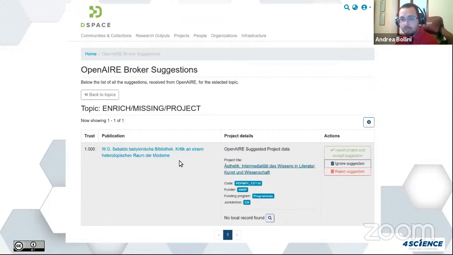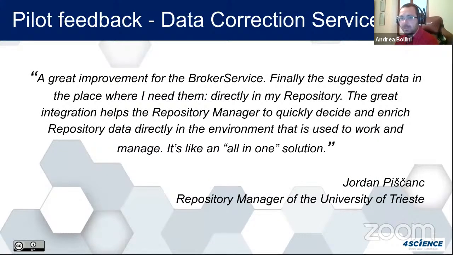The project can be imported directly into the repository and linked to the publication, or a local record representing the funding in the repository can be identified so that no duplication occurs. This is related to the fact that in DSpace 7 and DSpace-CRIS, funded projects can be represented in the repository with their own record. I'm pleased to say that this feature was very well received by the University of Trieste repository manager that partnered with us in the project.